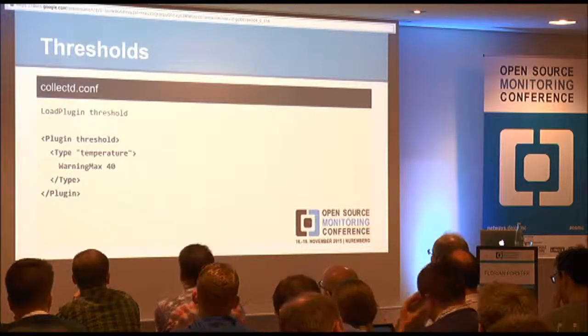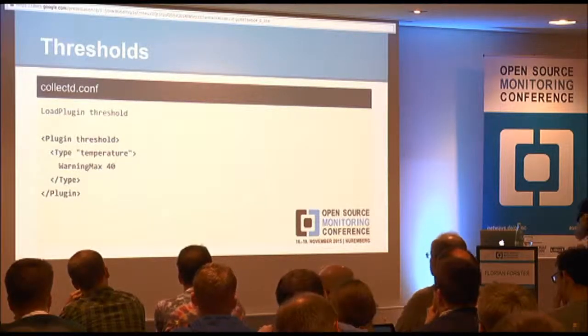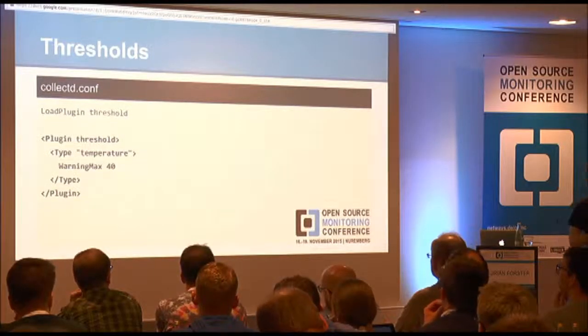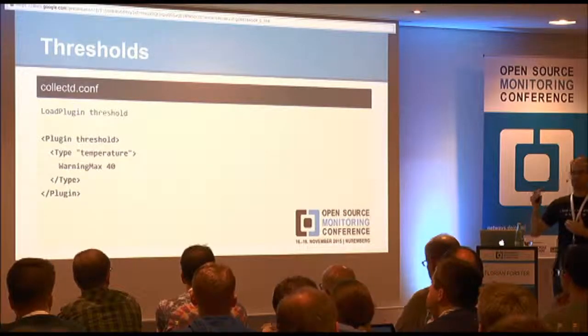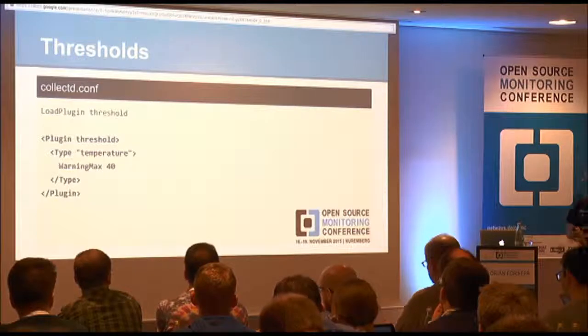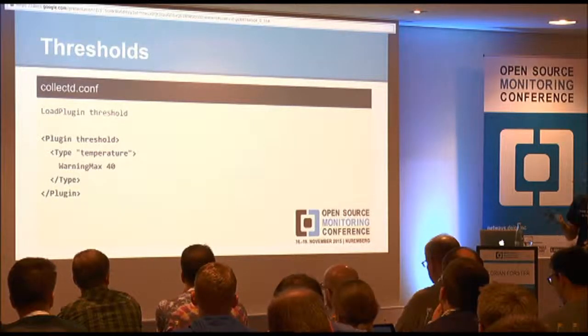We're going to stick with a very simple example. We are going to assume that there is a temperature, whatever that might be. Let's say temperature inside a rack in a data center. And if that temperature exceeds 40 degrees Celsius in our case, then we're going to generate a warning. That's what this line is supposed to say.